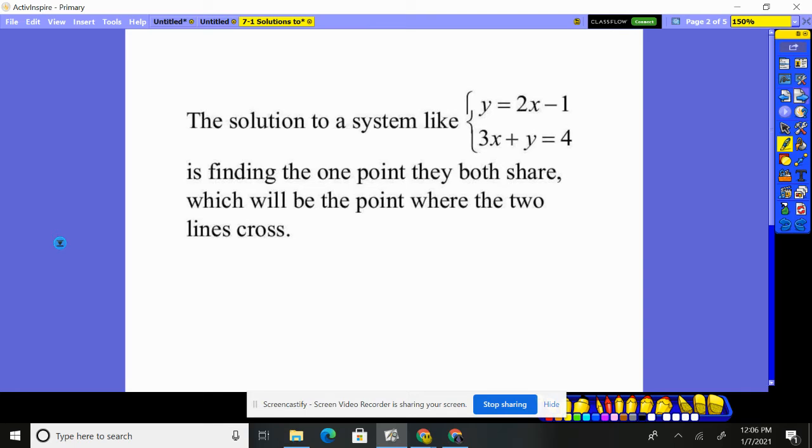Now, the solution to a system like y equals 2x minus 1 and 3x plus y equals 4 is finding the one point that both share, which, if you think about it, is the point where the lines cross. So the one line might look like this, and all those points are solutions to that line. And then the other line looks like this, and all those in blue are solutions to that one. Well, what happens? They share that one point, a point that is on both of them. And that's the point we're searching for.